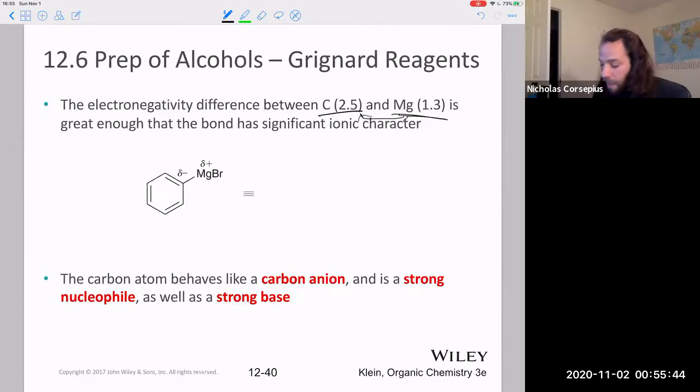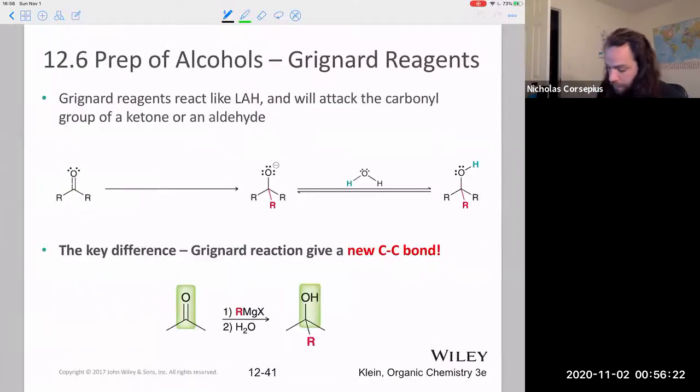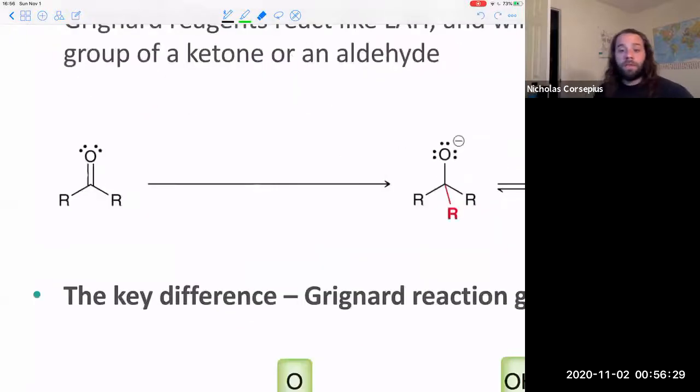So one way to think about it is to think about this bond as being actually an ionic bond, where you have a carbon ion ionically bonded to the magnesium. And what do we know about carbon ions? These guys are great nucleophiles, right? So when you create a Grignard reagent, you create a really nucleophilic carbon. These can react with aldehydes and ketones, much like we saw before with our hydride reactions.